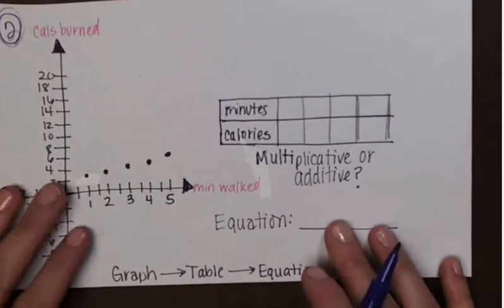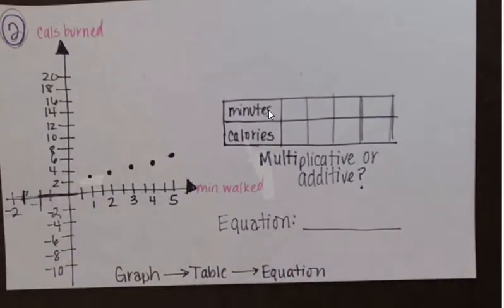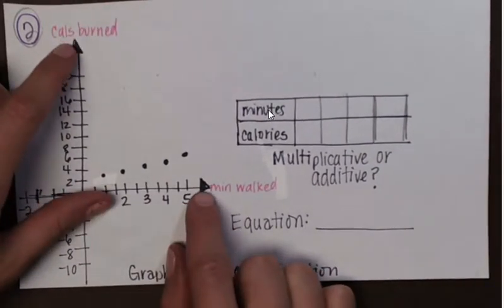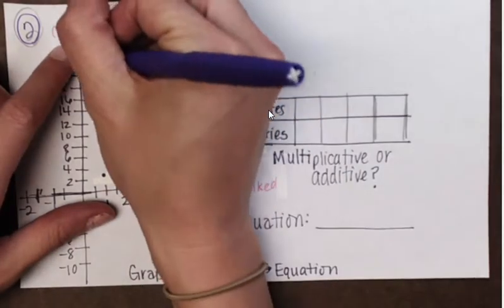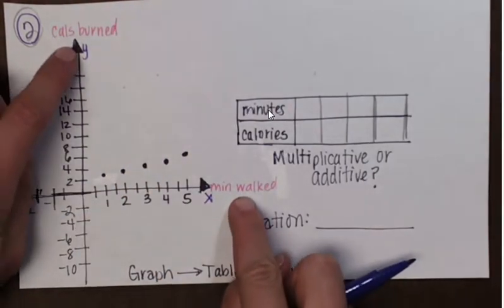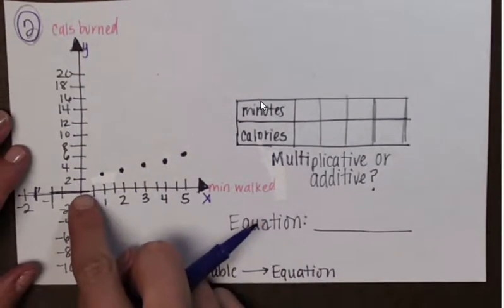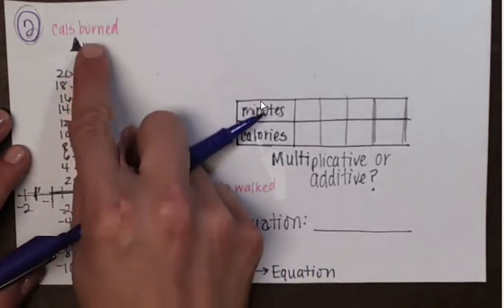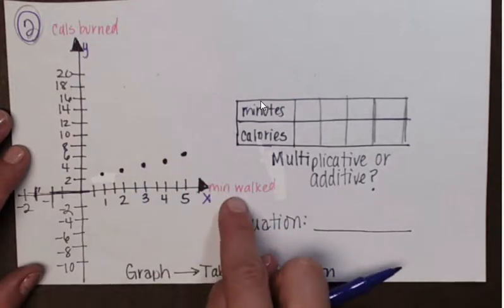Alright, next number 2. Now we're looking at a graph, which is fun. We are comparing. You always want to look at your axis and see what you're comparing. You're comparing minutes walked and calories burned. And I've learned from the foldable that this is always going to be my independent and this is my dependent. So the calories burned depends on how many minutes I walk.